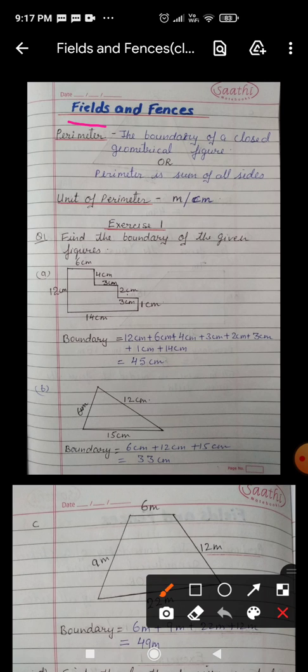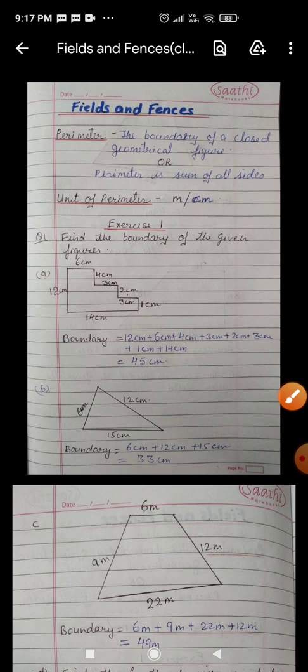The name of the lesson is Fields and Fences. Children, in this lesson we will learn to calculate the perimeter of a given figure. Children, first of all let us understand what is perimeter.